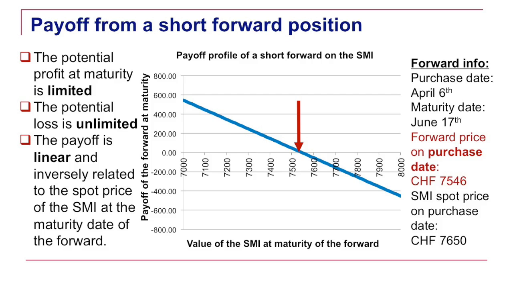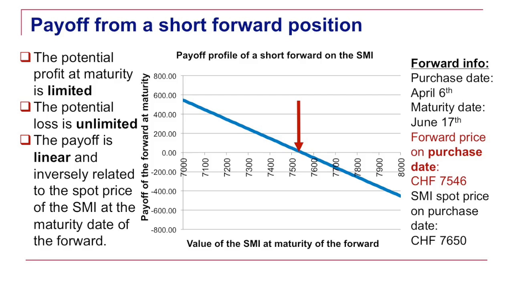Okay, so now we will look at Mr. Clark, who has exactly the opposite position. He has sold a forward position on the SMI. So it means this contract has the same specification. You enter the 6th of April. The maturity date is the 17th of June.